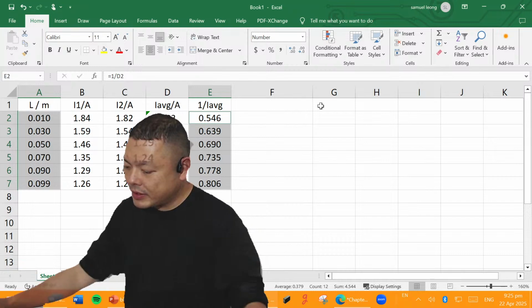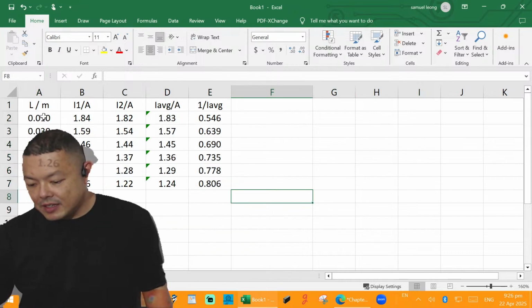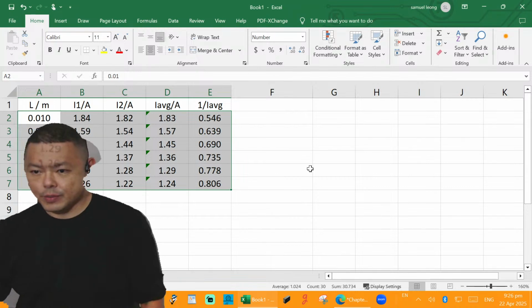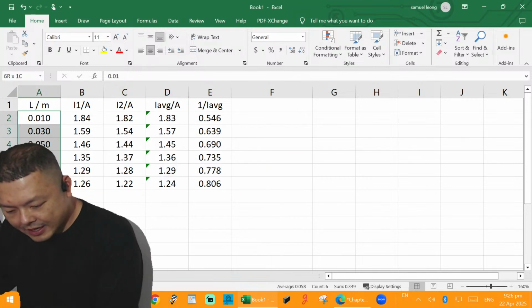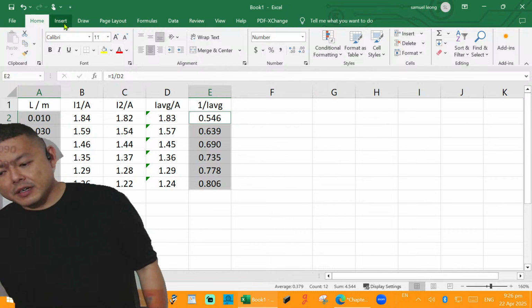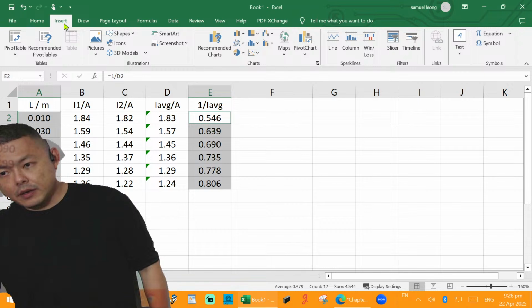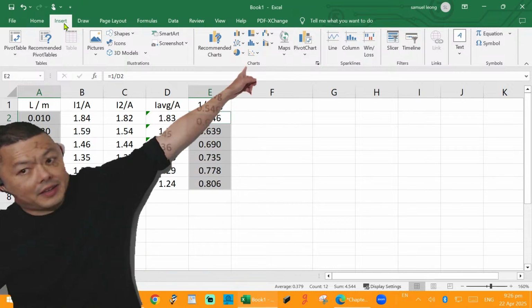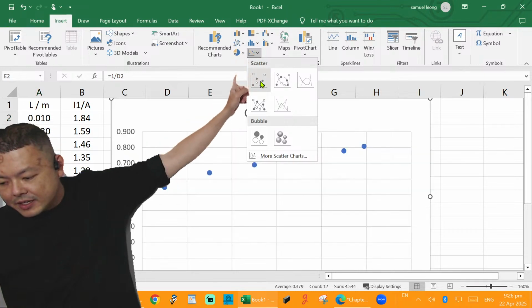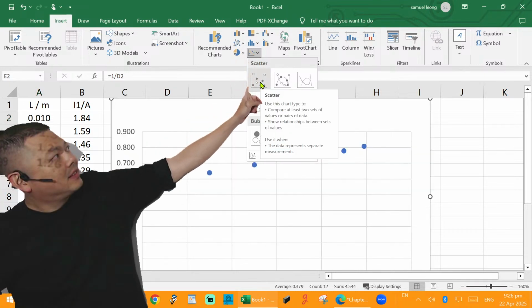So the most dangerous one will be if you accidentally go and select all of them like that. Then you try to insert the graph, you're going to get in trouble. Okay, so you select this one and you select this one. Then you go to insert. You click on insert. You click on the charts. Don't click the wrong thing. You click on this one called the scatter.